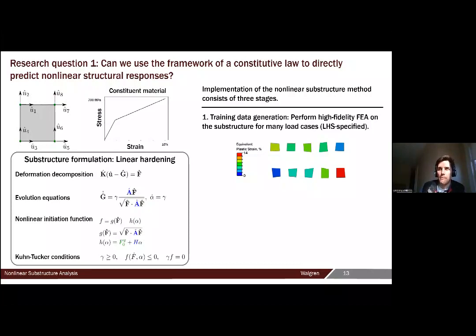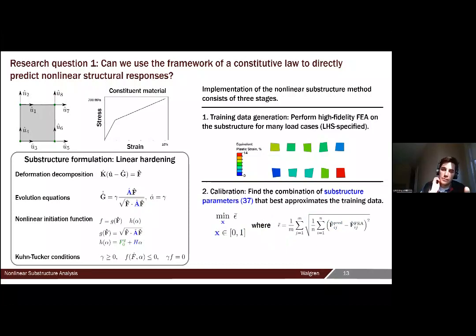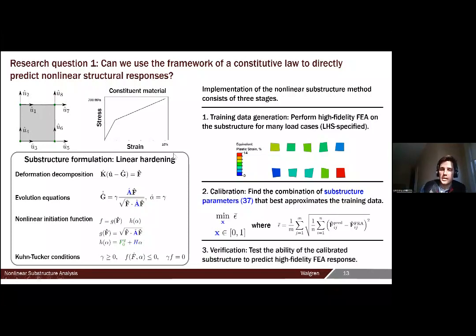This is more generalizable in terms of the training data set. But with that training data set, we then need to calibrate our model parameters, similar to training your neuron weights. So in this case, essentially all we do is optimize the material properties, or the analogous material properties, so substructure parameters that are highlighted in blue, and we find the combination of those that best approximates the training data. And then finally, we verify by testing the ability of the substructure to predict high fidelity FEA response, either by holdout validation or leave out validation, or comparing to an assembly of these different substructures.